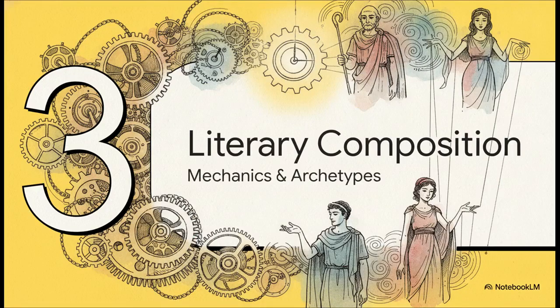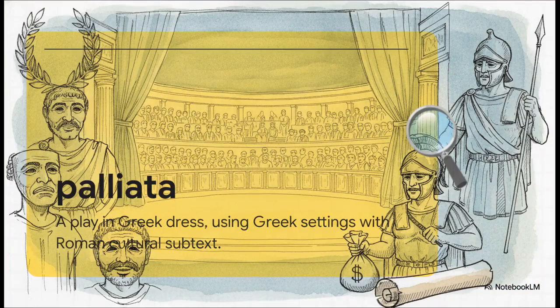Part 3. Literary composition and style, mechanics and archetypes. Now, the whole machinery of plot and comedic pacing relies entirely on the strategic deployment of rigid character archetypes. These figures aren't meant to represent nuanced psychological realism, right? They are highly specific narrative devices designed to propel the plot at breakneck speed. The overarching genre operating here is the palliata, literally a play in Greek dress. It uses Greek settings while heavily infusing Roman cultural subtext.